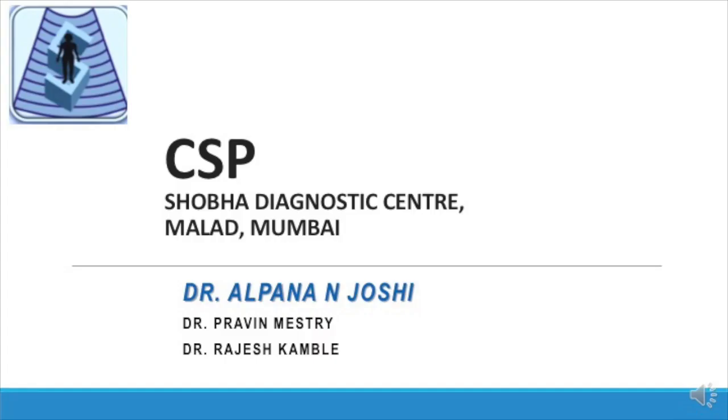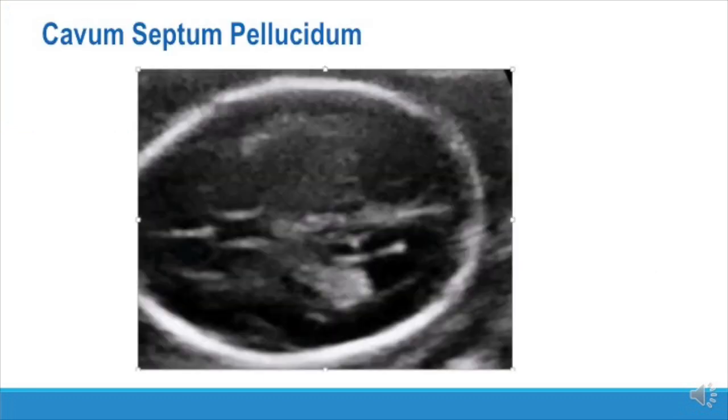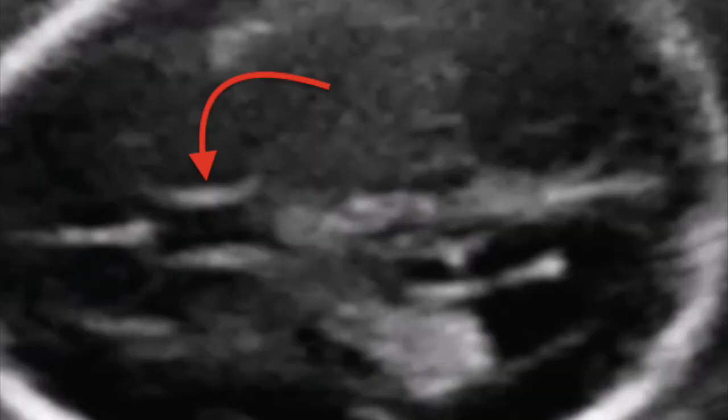We will be talking about the Cavum Septum Pellucidum, which is an integral part of the anomaly scan in the brain section whenever we are scanning the brain in the 18 to 20 weeks anomaly scan. We usually see it at the transthalamic section of the brain.